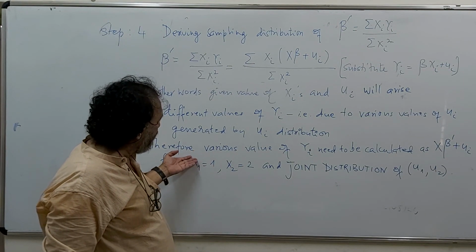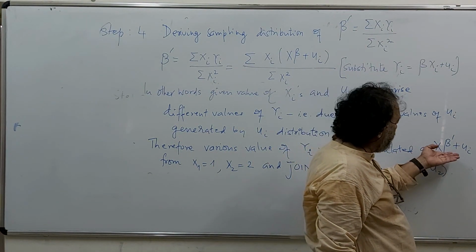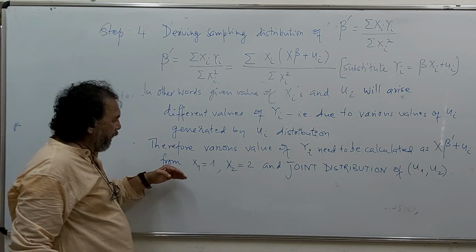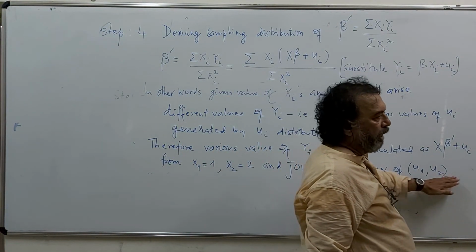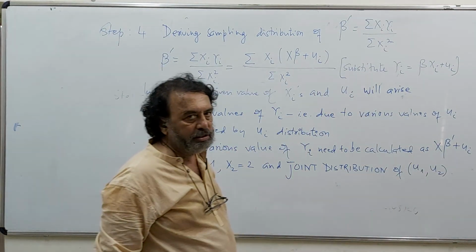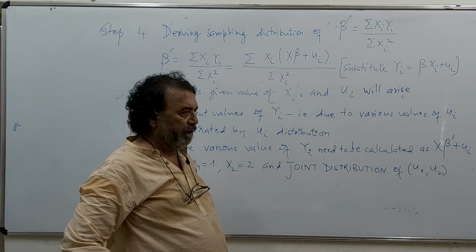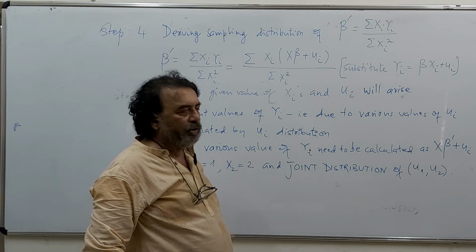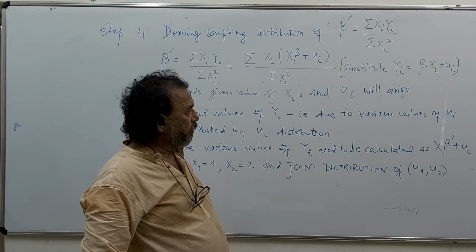So we are going to be required to calculate various values of y on the basis of beta hat plus ui, from x1 equal to x2, and a joint distribution of u1 and u2, which we have already seen. We already have the knowledge of their expected values and variances. We also know that their covariance, that means between u1 and u2, is equal to 0.